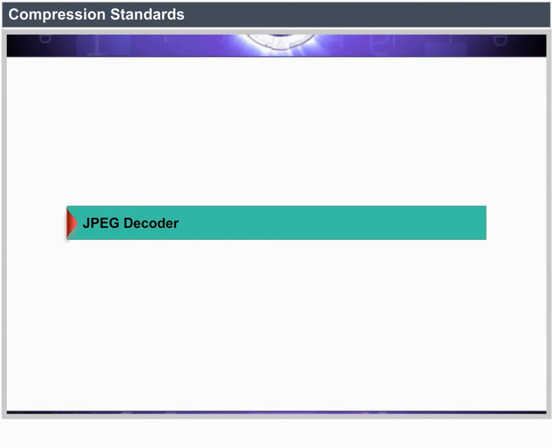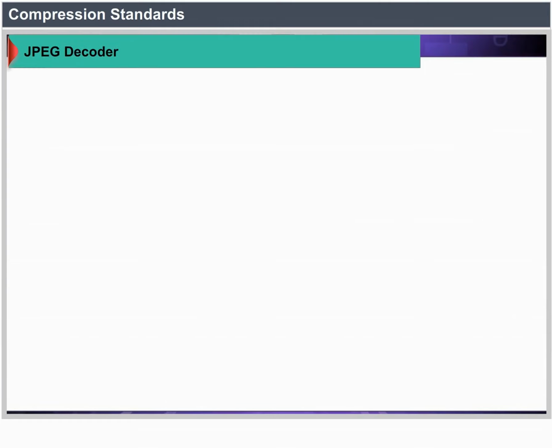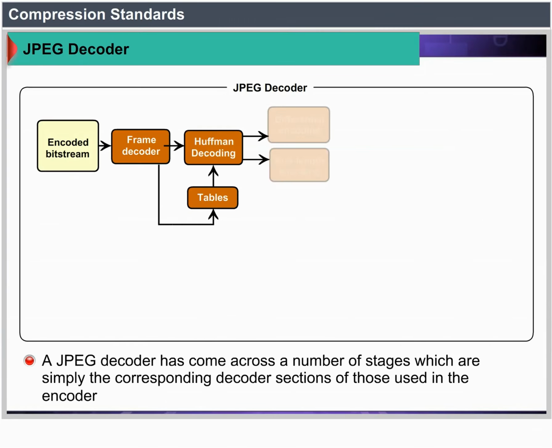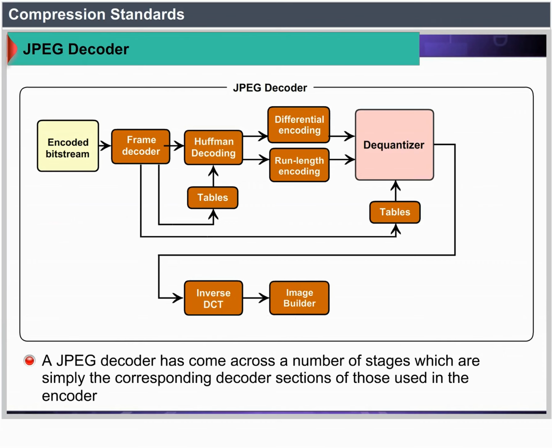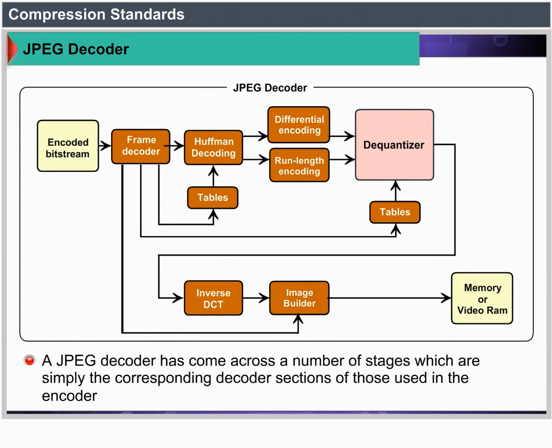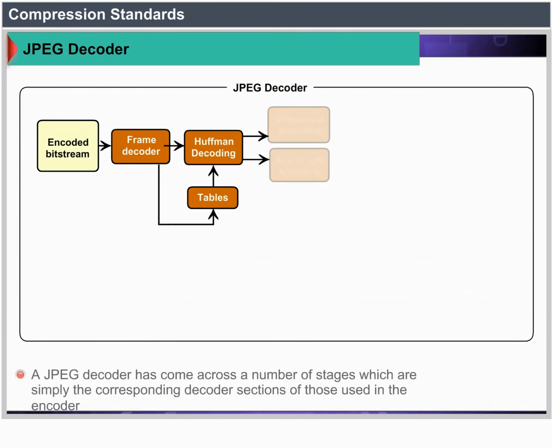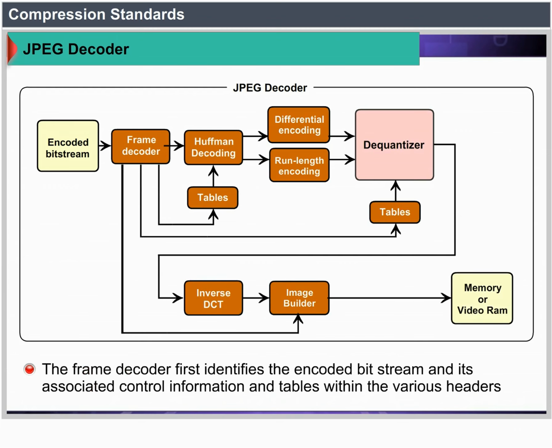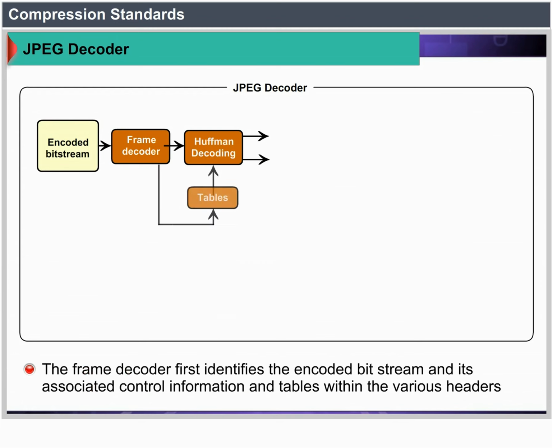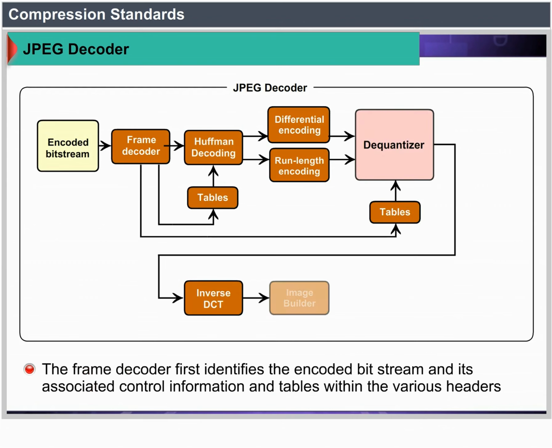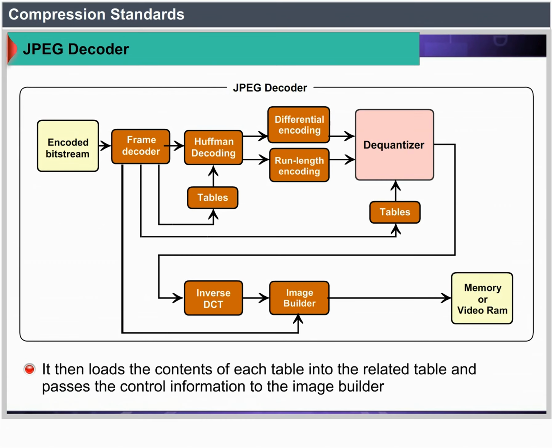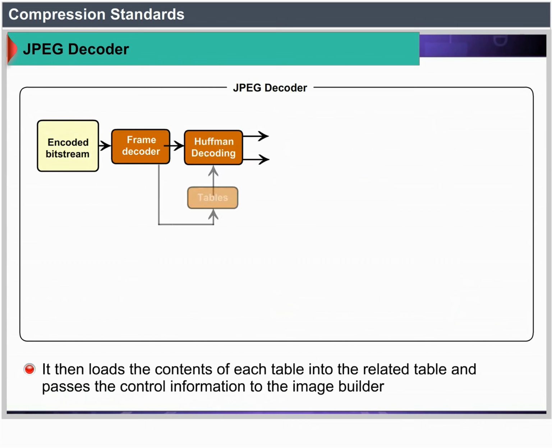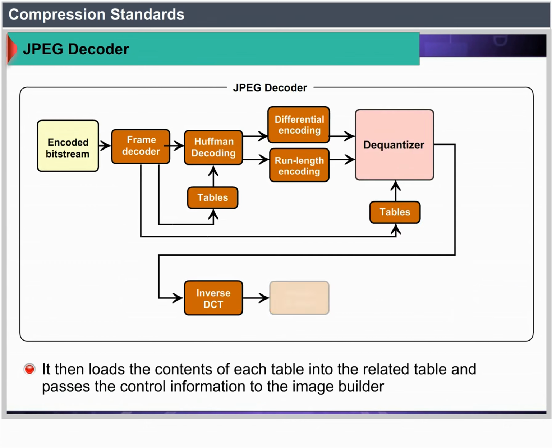JPEG decoder. A JPEG decoder is made up of a number of stages, which are simply the corresponding decoder sections of those used in the encoder. The frame decoder first identifies the encoded bit stream and its associated control information and tables within the various headers. It then loads the contents of each table into a related table and passes the control information to the image builder.